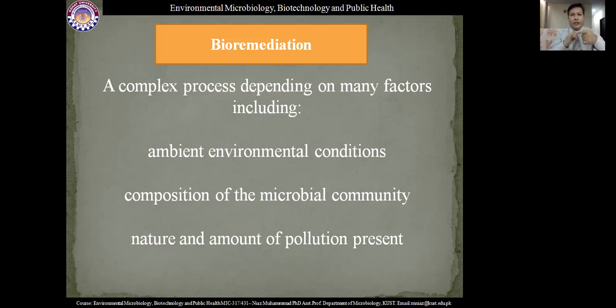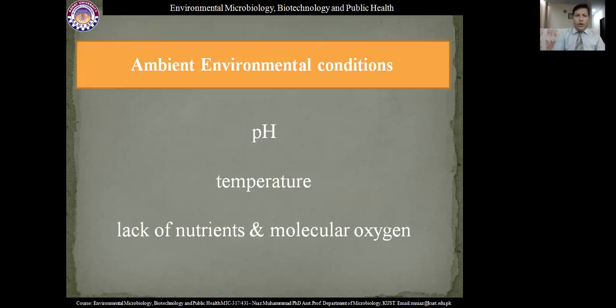Ambient environmental condition, pH, oxygen, temperature, moisture content, and community of the microorganism. If this pollution is present in an environment where temperature is very low, so the decomposition will be slow, because in low temperature microbial growth and microbial presence is rare. So ambient environmental condition includes always number one, pH. pH of that environment is what? That supports which type of microbial community.